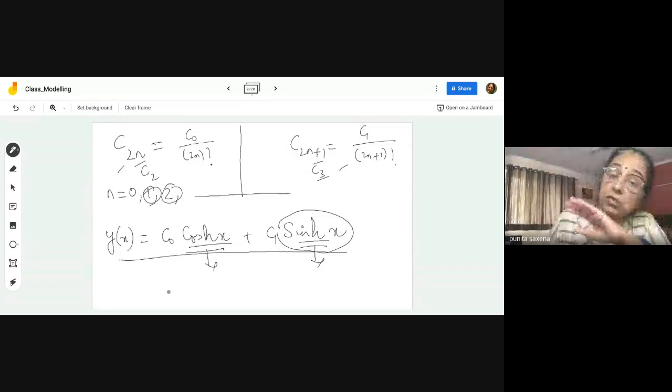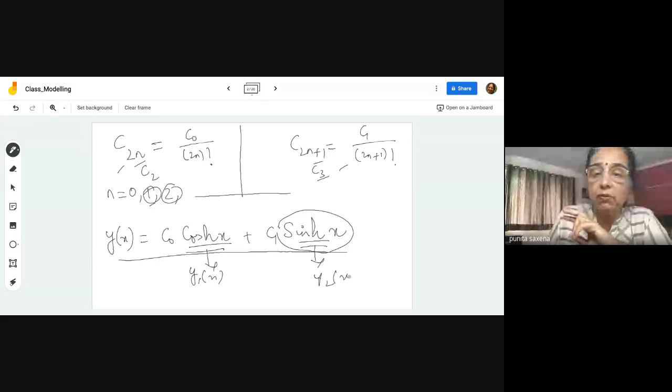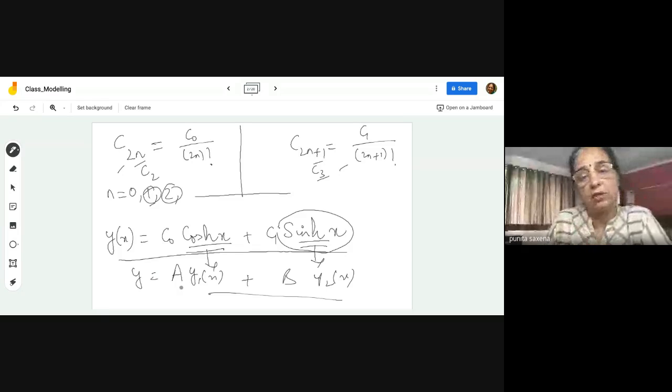You've got the same logic back, in the sense that it is a second order differential equation, so it must have two linearly independent solutions. And what are those linearly independent solutions? y1(x) and y2(x). And how do you get the complete solution? a y1(x) plus b y2(x). This is your complete solution, and this is what we have got.